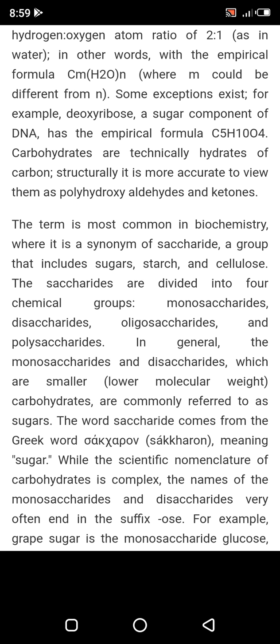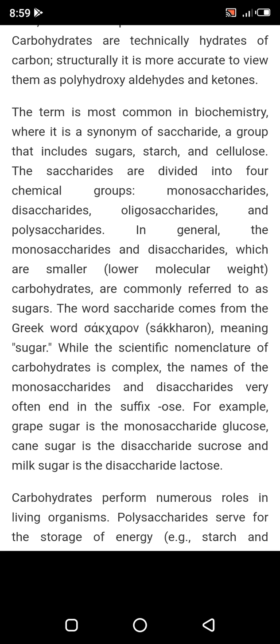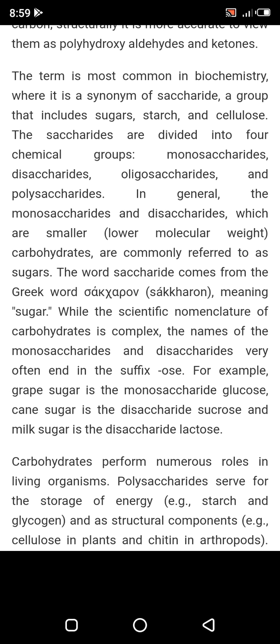The term is most common in biochemistry, where it is a synonym of saccharide, a group that includes sugar, starch, and cellulose. The saccharides are divided into four chemical groups: monosaccharide, disaccharide, oligosaccharide, and polysaccharide. In general, monosaccharides and disaccharides, which are lower molecular weight carbohydrates, are commonly referred to as sugar. The word saccharide comes from the Greek word saccharon, meaning sugar.